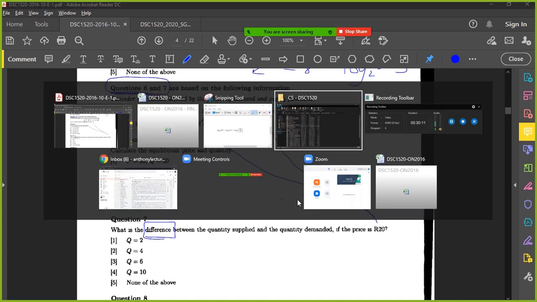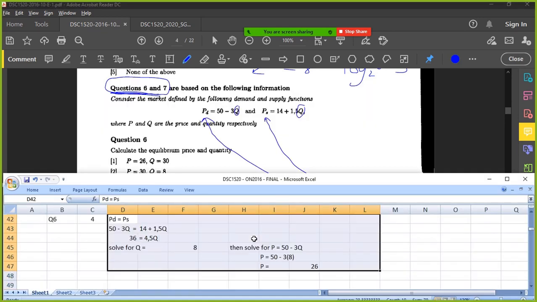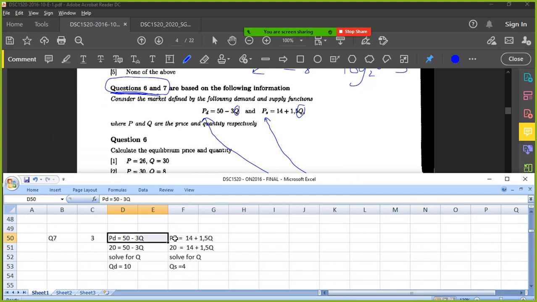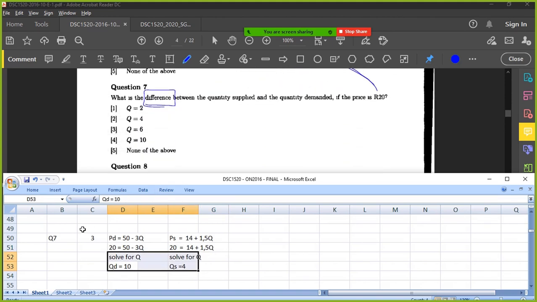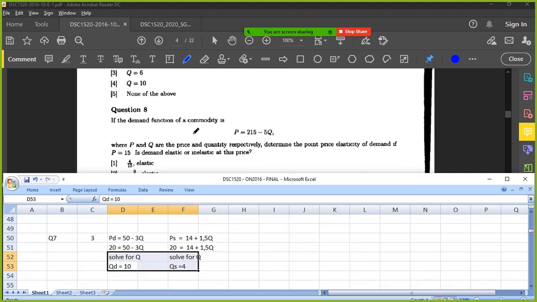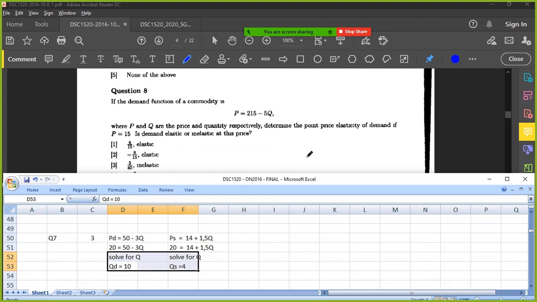All right, so just to show you that solution, there's the PD, there's the PS. I did exactly what you said. Substitute 20 in, solve, and then work out the difference. You get 6. Yeah. All right, perfect. So option 3.